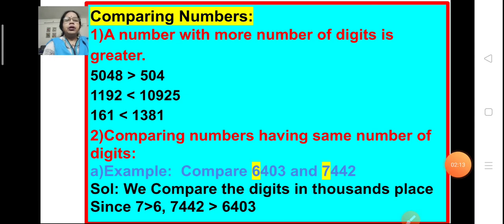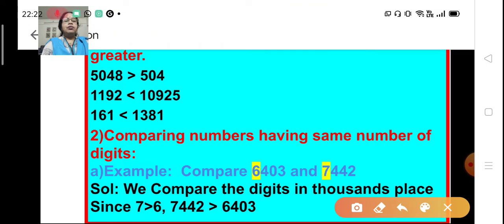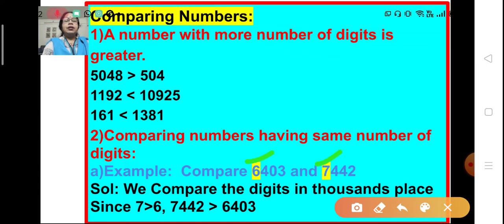Now do you remember how to compare numbers when they have the same number of digits? If the numbers have the same number of digits, then we compare the digits having the highest place value. Now let's see in this example we have two numbers which have the same number of digits, and then we compare the digits having the highest place value, that means thousands place in this example.